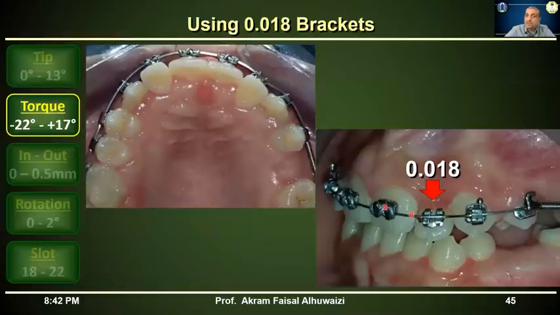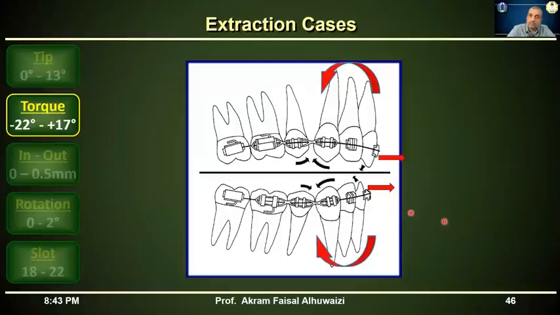That's why I said 18 slot brackets on specific teeth where you want to have more torque expression are very useful. In extraction cases, however, this is the principle of MBT brackets. They increase the torque on these incisors so that they can push the roots lingually. And as these roots are pushed lingually, then you're going to have a more straight arch wire. But they don't just push the roots lingually. They push the incisor crowns labially.